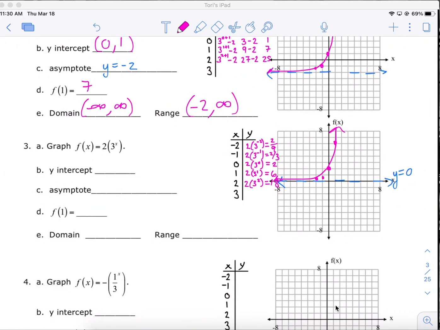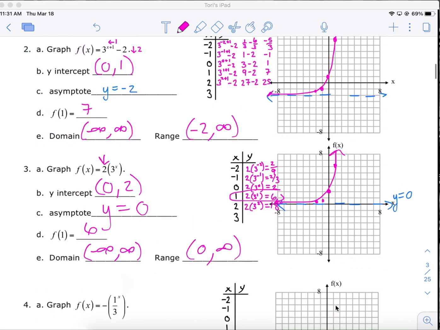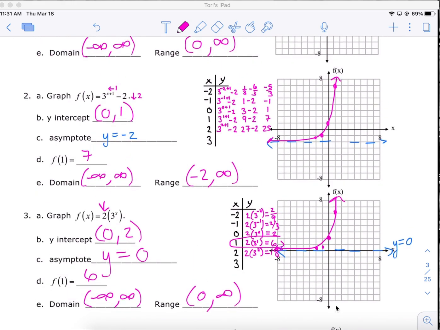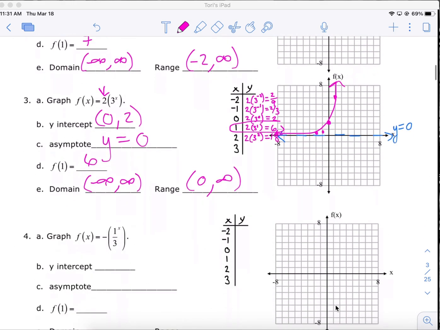Okay. So in this case, our y-intercept with no transformations is my a value, 0, 2. My asymptote did not do a transformation, so y equals 0. F of 1 is what we got by plugging in 1 to the equation, so that is giving me right here 6. Domain is going to be all real numbers, so -infinity to +infinity. And then because we are above the asymptote, we are going from 0 to infinity. Okay. All right, if you needed to pause and copy anything on those middle two, do so now. We are going on to the last problem of these notes.